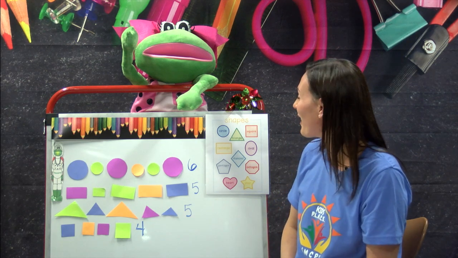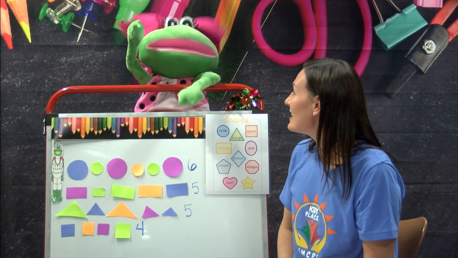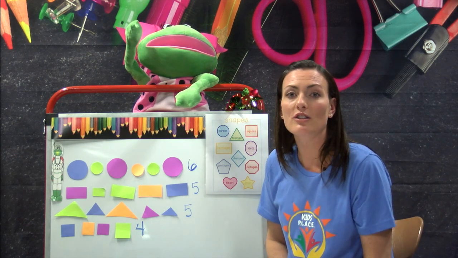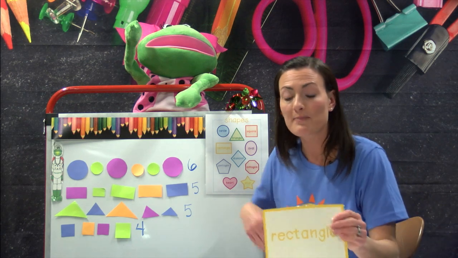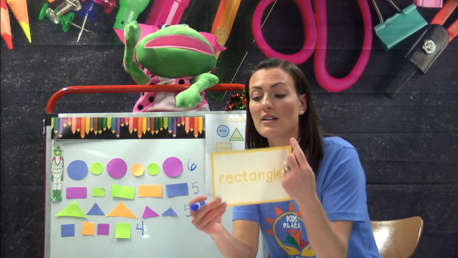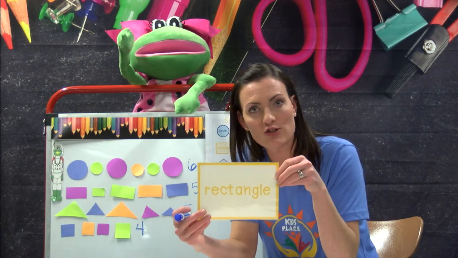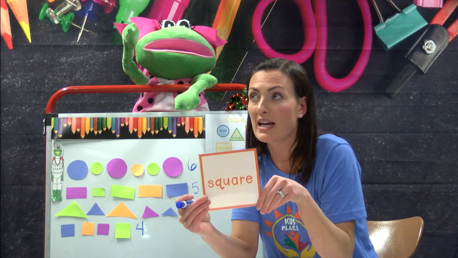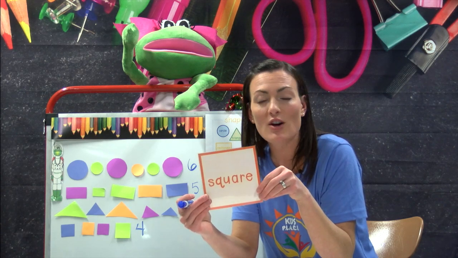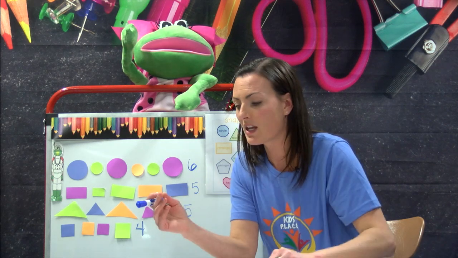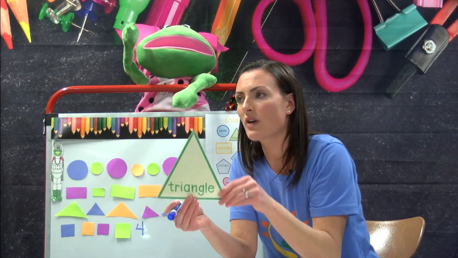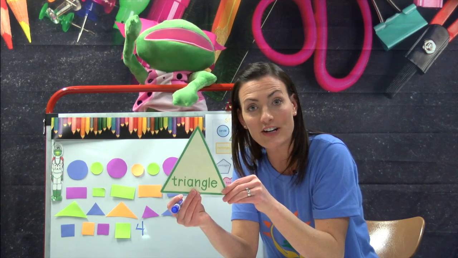Wasn't that so much fun, Franny? Yes, I love it. Boys and girls, a great activity that you can do at home is to look around your house and find some different shapes. You could find something rectangular like a tissue box. You could find something square like maybe you have a magnet or a piece of paper or even a coaster on your table. Let's think of something that could be a triangle like a hanger.